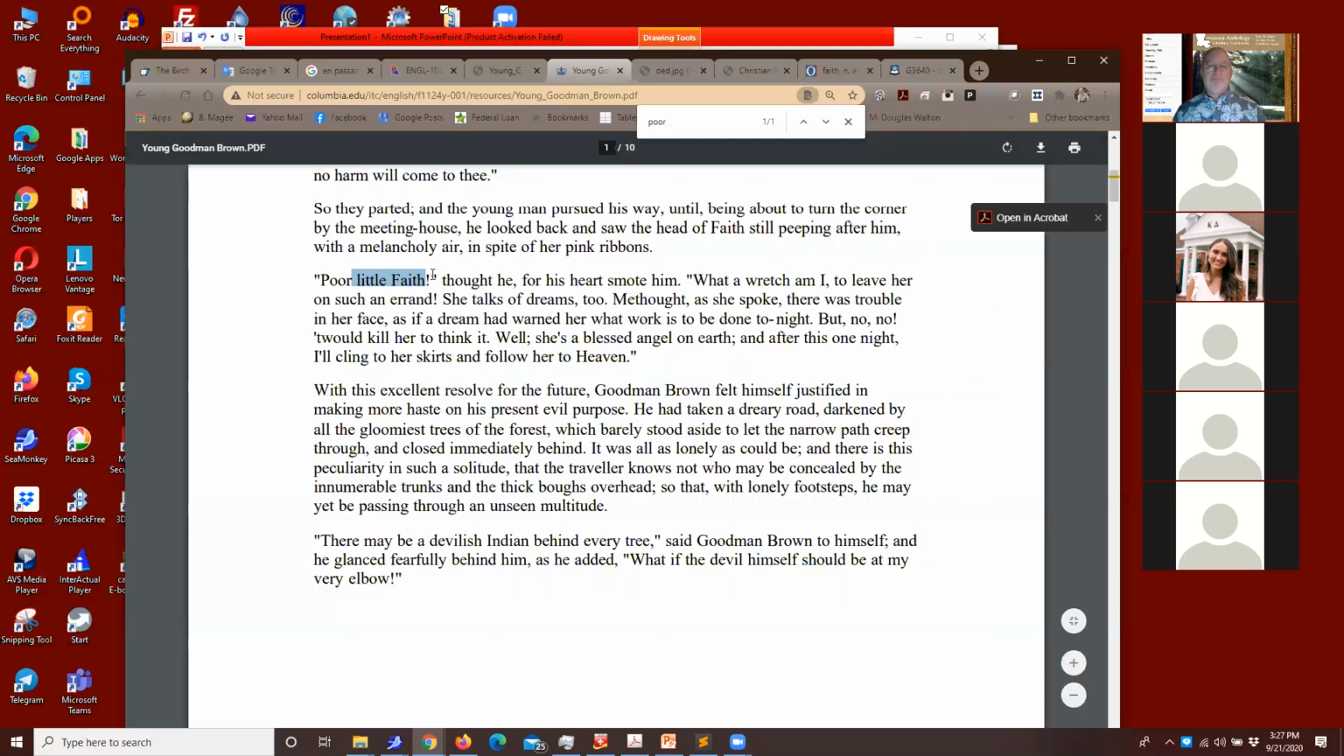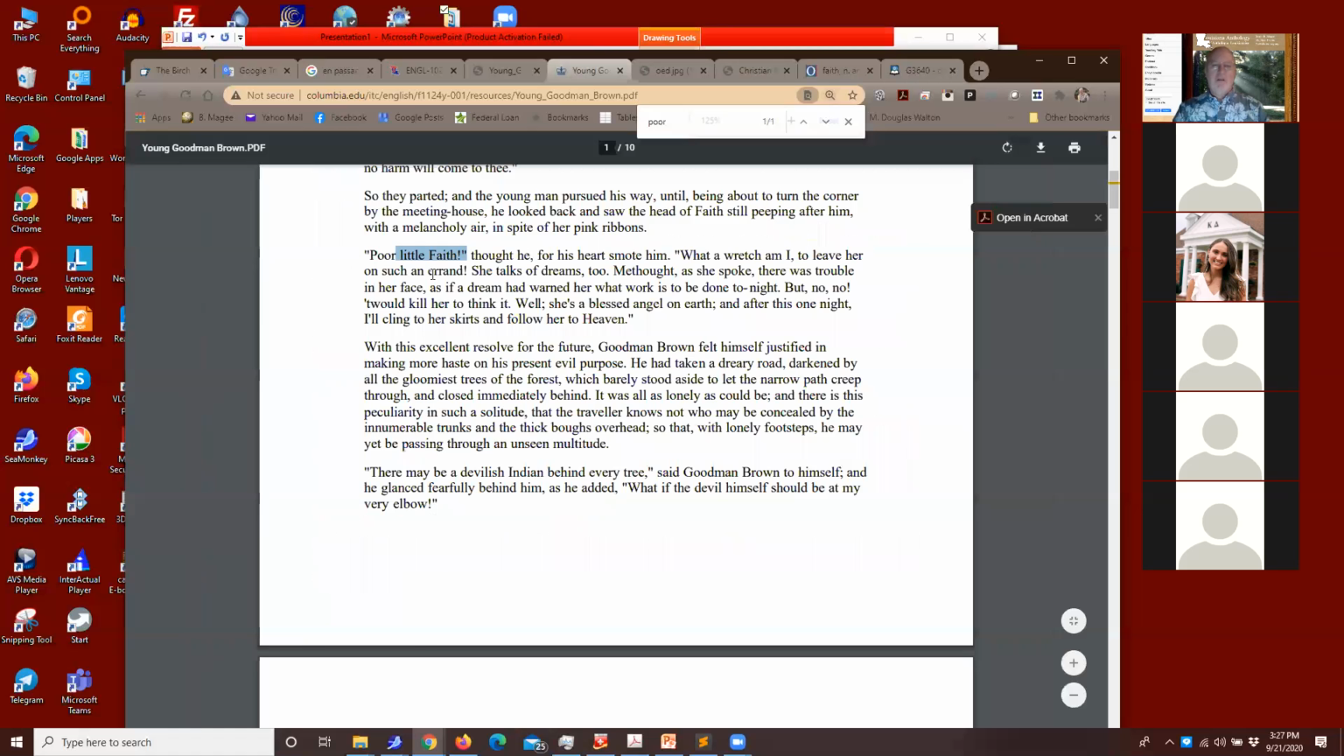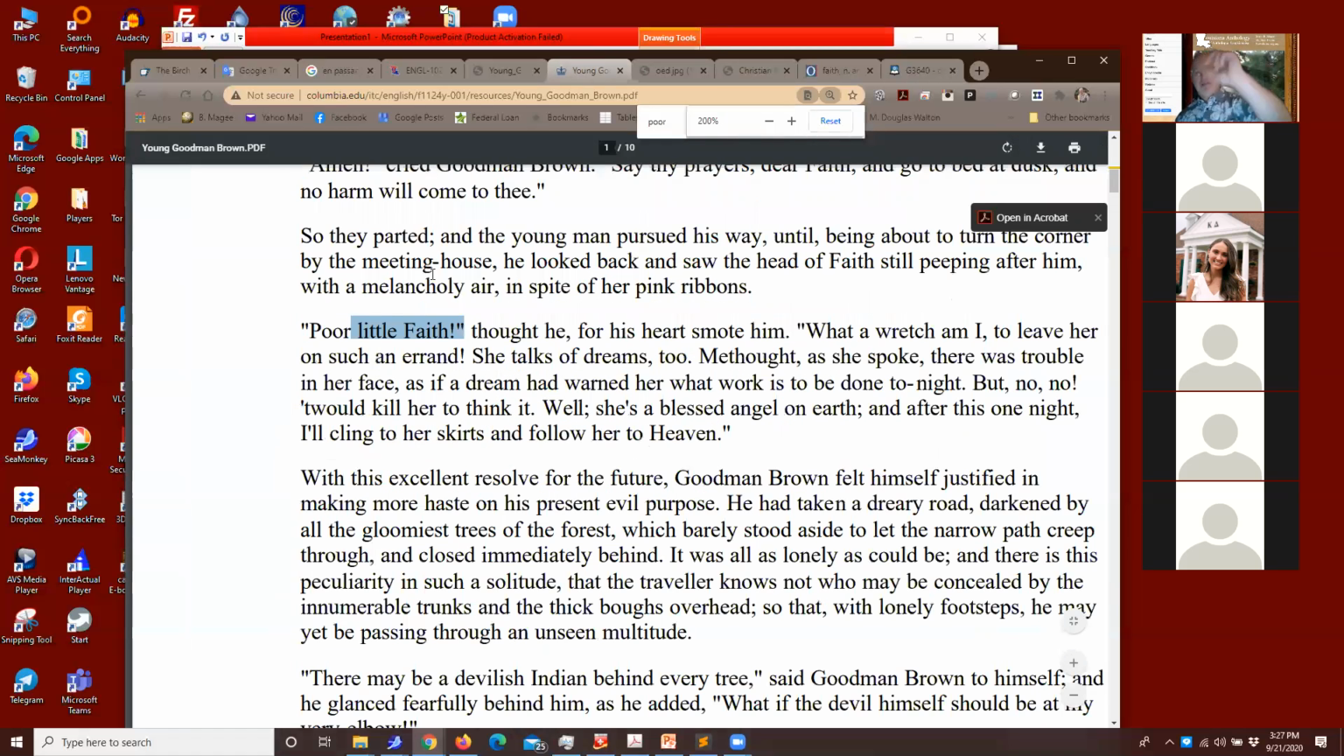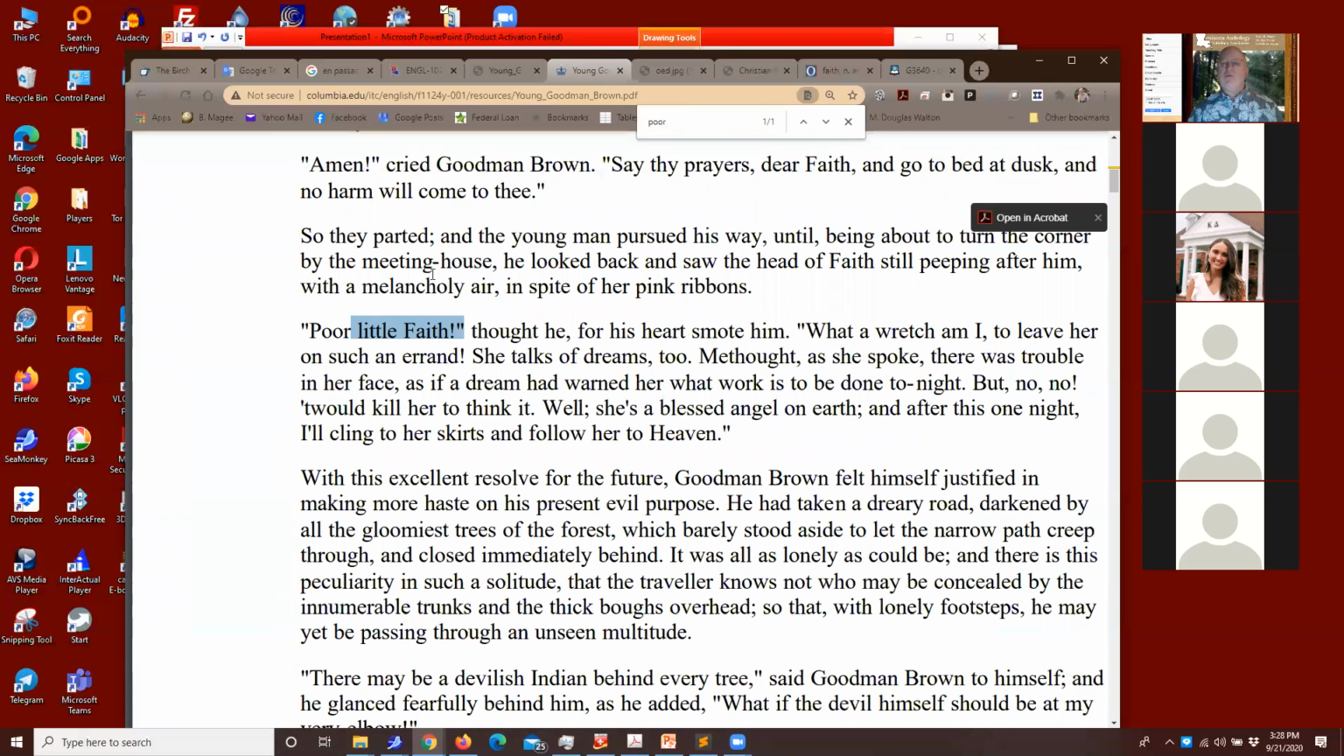Poor oligopistos, poor little faith. And it's a technical term for a specific failure of faith that occurs when the disciples are unable to succeed because of their doubts. And so it is that Brown, going into the woods, begins to doubt his neighbors, which is, of course, exactly the same thing that happened in the Salem witch trials, where everybody is suddenly doubting their neighbors.